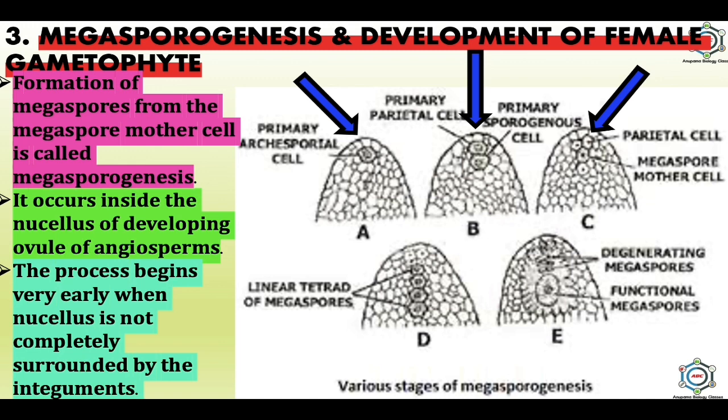Now the megaspore mother cell divides by meiosis to form a tetrad of 4 megaspores. In this picture you can see clearly the linear tetrad of 4 megaspores. In the case of the monosporic type of development of the embryo sac, only one megaspore situated towards the chalazal end remains functional. The remaining 3 megaspores gradually degenerate and finally disappear. So the functional megaspore is present at the chalazal end.